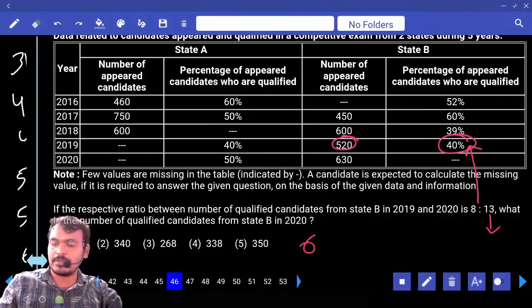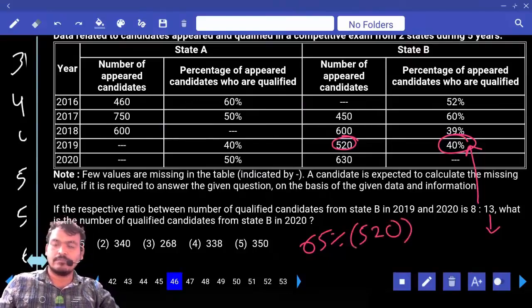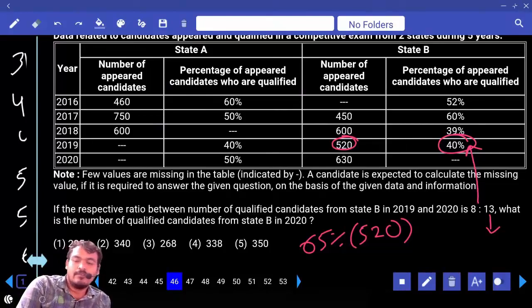65%. 65% of which value do we need? 520. 65% of 520 means ending with 0.